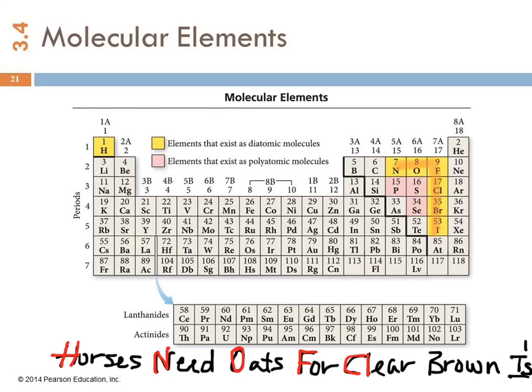F, clear, that's chlorine. Brown is bromine, and iodine. Whenever we see one of these 7 elements as an element, not part of a compound, but as the element, its formula will be the element symbol with a subscript 2, because that's what they do. Then there are these other 2 guys in the pink here. Phosphorus is P4, sulfur is S8. We've got selenium in there too, but that didn't show up in the previous slide. I don't remember what it is, so we're going to ignore him right now.